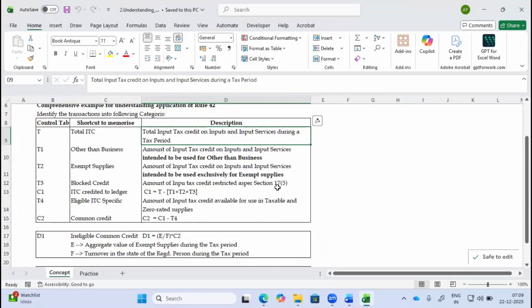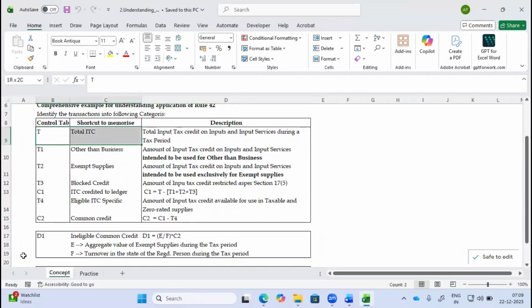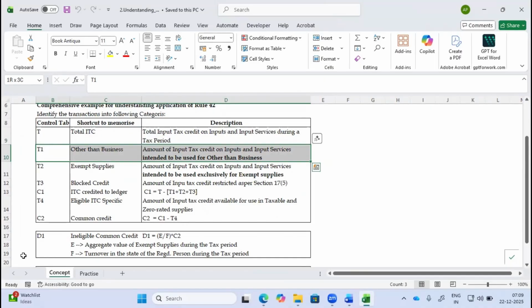So they have asked you to identify like this. Let T be your total input tax credit. Out of that, there is some input tax credit which they call other than business. I don't use it for business. The moment you purchase, you get that this is not meant for business. Then they eliminate that from your input tax credit. Then you have second category called exempt supplies. Because exempted, you are not going to pay any GST to the government. There's no value addition from the taxation point of view. They say don't claim that input tax credit. Then they have specific category called block credit. That particular block credit, they say, please remove from your total ITC.